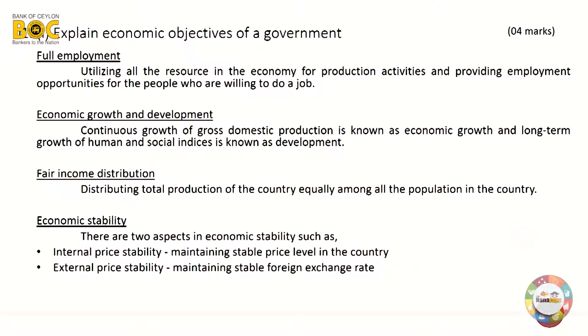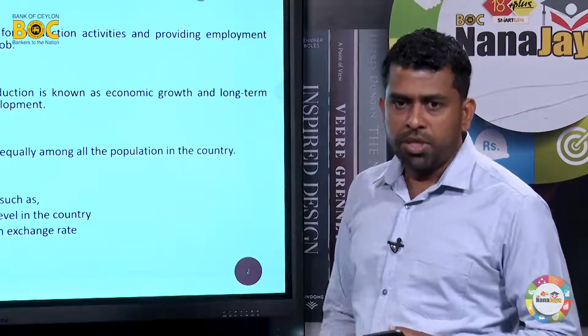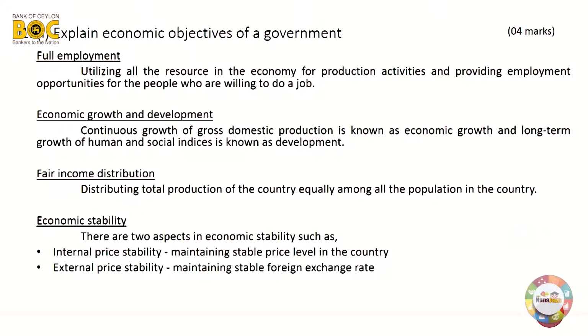There are different economic objectives of a government: full employment, fair income distribution, economic growth and development, economic stability, economic efficiency, and fair international trade are different economic objectives that a government is going to achieve. Now we have to explain those economic objectives in this question.